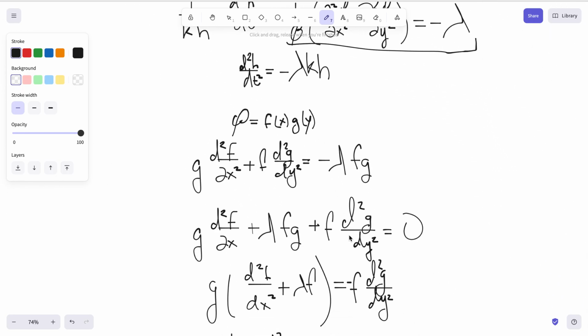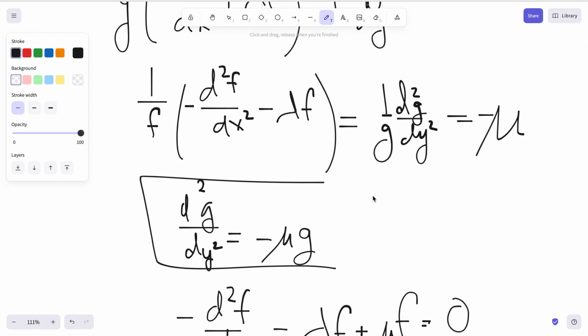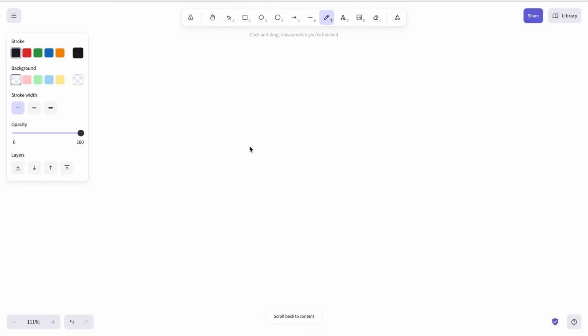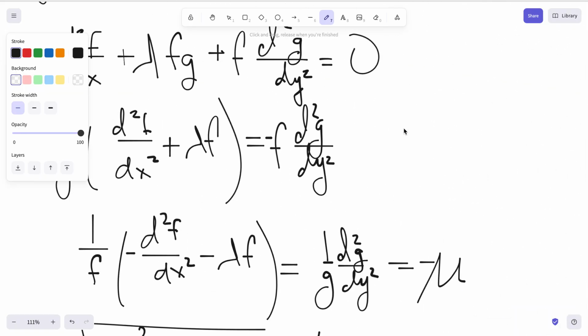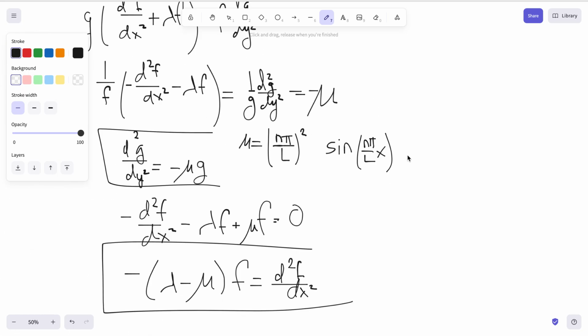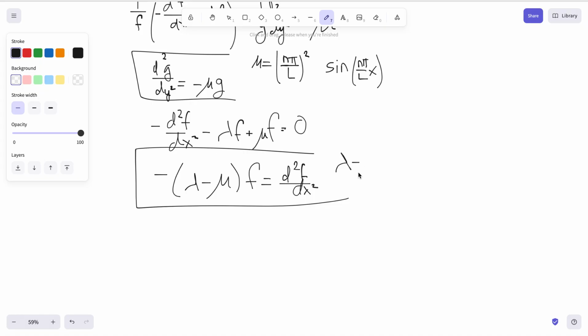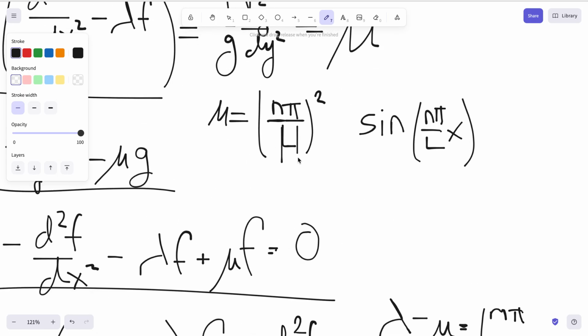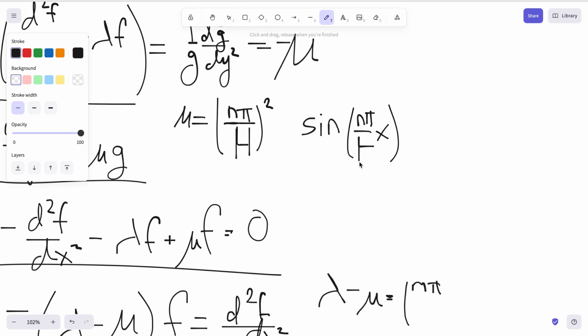So what we're going to do is take each of our differential equations and label them. So this mu is equal to n pi over L, whole squared, and the associated function is sine of n pi over L x. Similarly, down here, we can say that lambda minus mu is equal to, we'll call it a different variable, m pi over H. Sorry, this should not be L, this should be H, because as you'll know, G is with the function y, so then the boundary condition would be H.